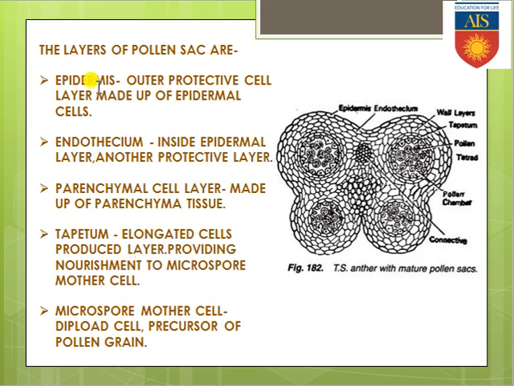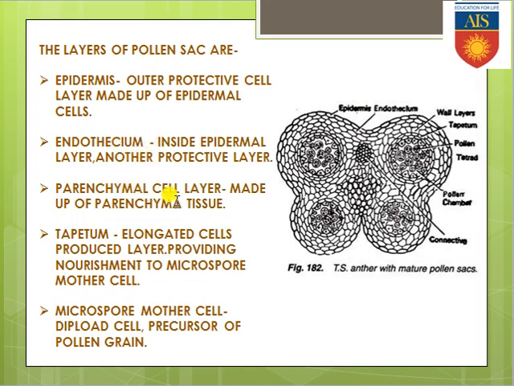First of all, epidermis is the outermost protective cell layer, and it is made up of epidermal cells. Keep it in your mind, epidermis is an outer protective cell layer made up of epidermal cells. Next, endothecium is another layer which is present inside the epidermis. Keep in mind, this endothecium is also another protective layer like the epidermis. And this endothecium is made up of endodermal cells. Like epidermis is made up of epidermal cells, endothecium is made up of endodermal cells. And these epidermal and endodermal cells, which are present in the root also, are present in this layer.